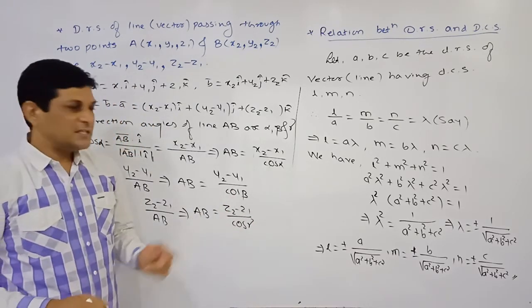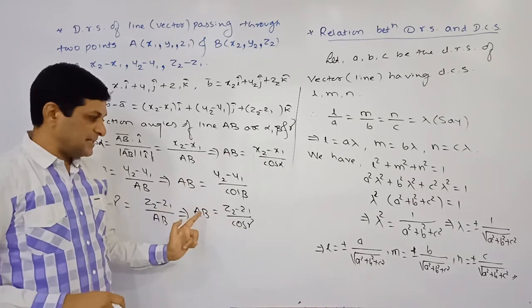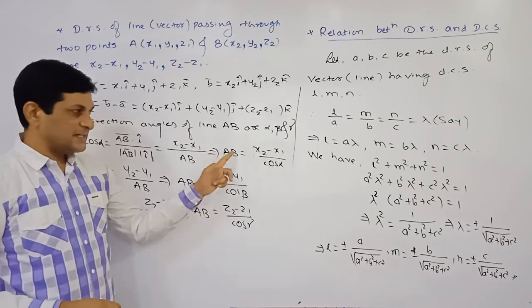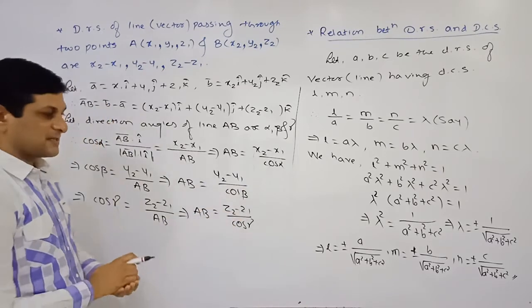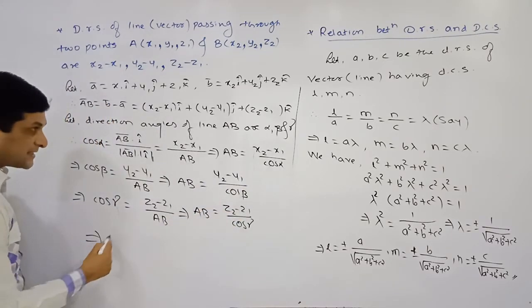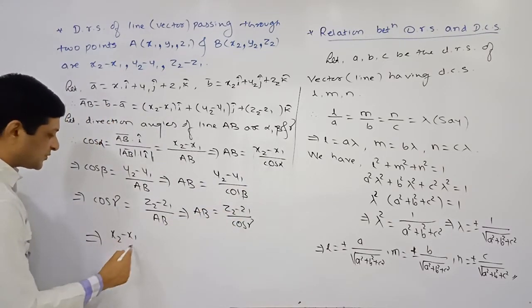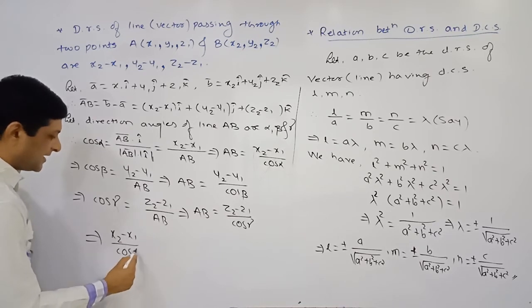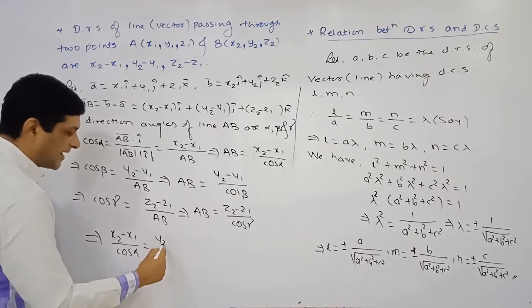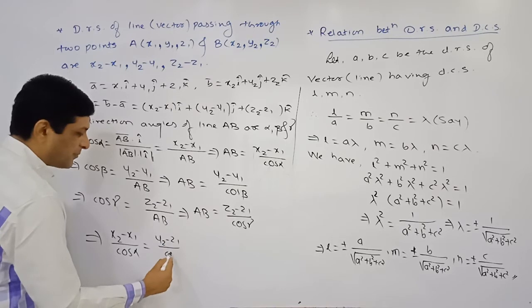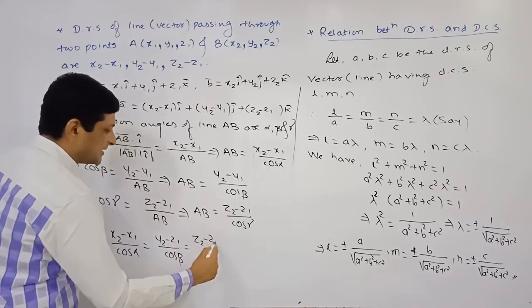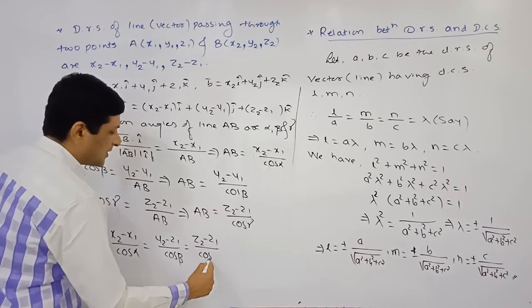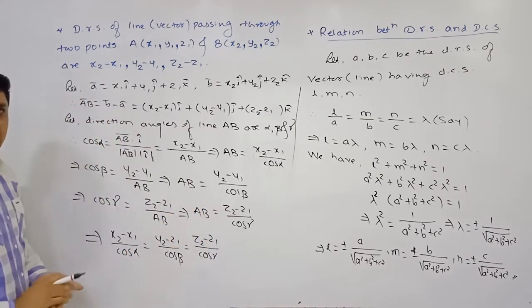Now if you observe these three expressions, first, second and third, check whether their left hand sides are equal. Since the left hand sides are equal, we can say that the right hand sides are also equal. So this implies that x2 minus x1 upon cos alpha is equal to y2 minus y1 upon cos beta is equal to z2 minus z1 upon cos gamma, isn't it?